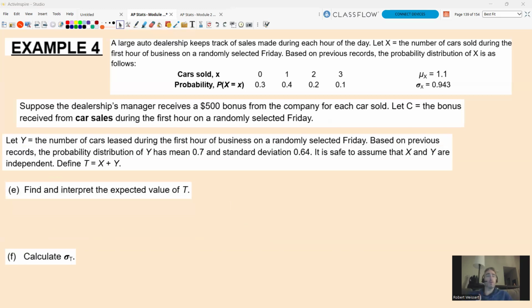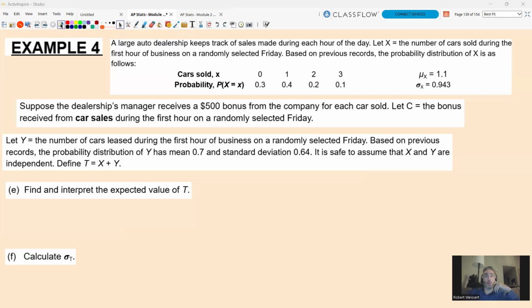All right, now let Y equal the number of cars leased during the first hour of business on a randomly selected Friday. Based on previous records, the probability distribution of Y has a mean of 0.7 and a standard deviation of 0.64. It's safe to assume that X and Y are independent, so they don't interfere with each other. Part E asks you to find and interpret the expected value of T.